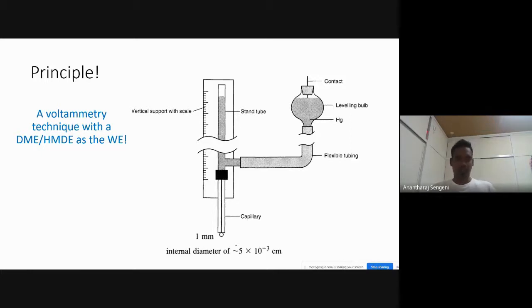this dropping mercury electrode is to study the surface tension of mercury, specifically in different solvents. So he wanted to check how the surface tension varies with the dielectric constant of the medium, and how the relationship between the dielectric constant of the medium and the surface tension of the mercury drop affects the critical mass of the mercury drop before it falls off the capillary.